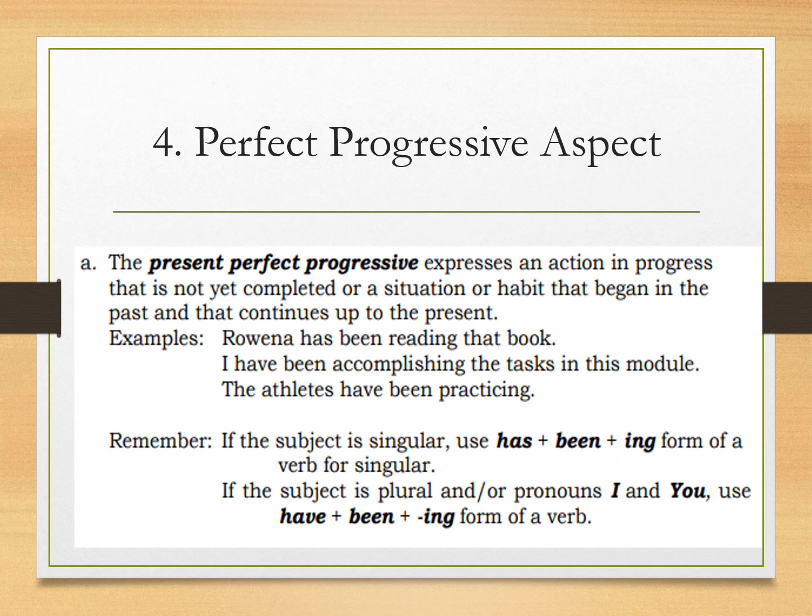So, always remember that if the subject is singular, use has plus been plus ing form of the verb. And if the subject is plural or pronouns I and you, use have plus been plus ing form of the verb.